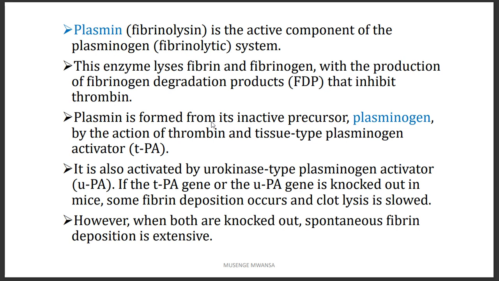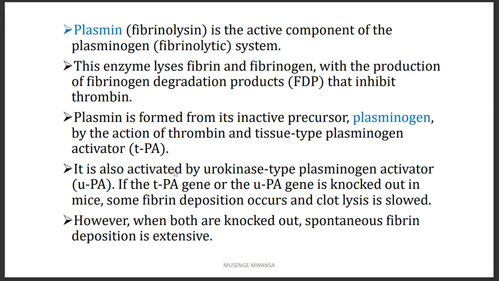So plasmin is formed from its inactive precursor, as we've said, plasminogen, by the action of thrombin and tissue type plasminogen activator, TPA. So I've got the tissue type plasminogen activator, TPA. This is the one that is going to be able to operate on the thrombin. Sorry, not on the thrombin really. We have got plasminogen converted to plasmin, and that is going to happen by the action of thrombin and tissue plasminogen activator. So these are the two which are able to do this work, the conversion of the plasminogen to plasmin.